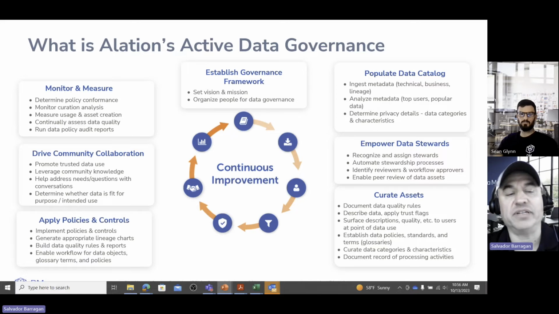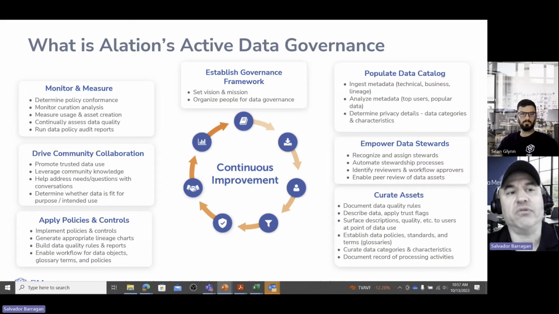And you also want to determine whether the data that you're bringing in is fit for purpose, the intended use for both the users that are going to be using it, as well as any use cases that may arise in that process. The last step is the important one because at this step you're going to measure how successful Alation is.